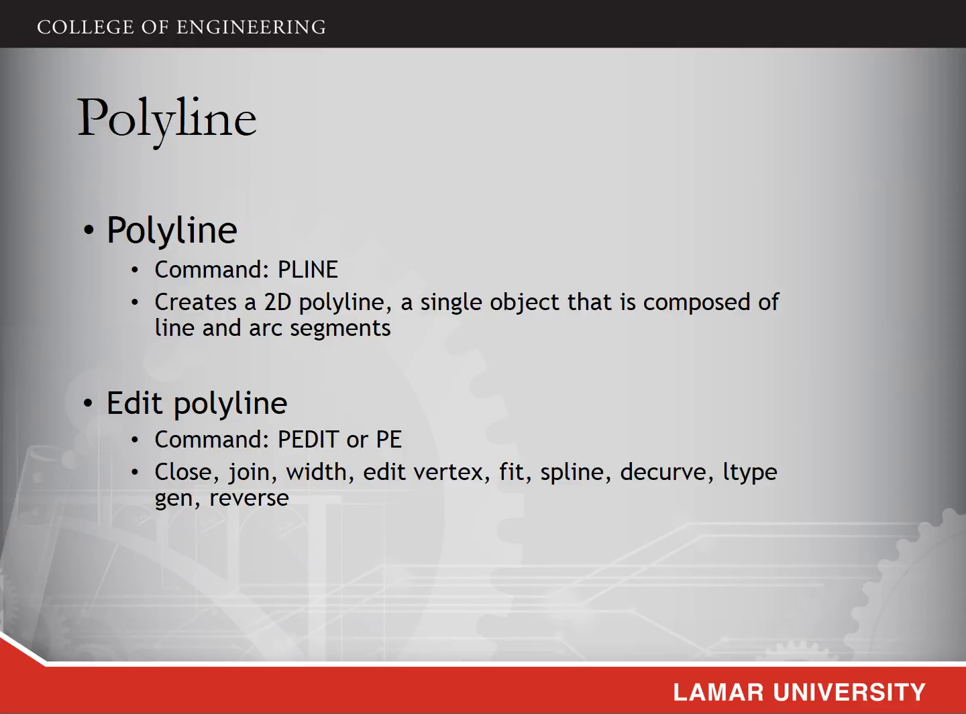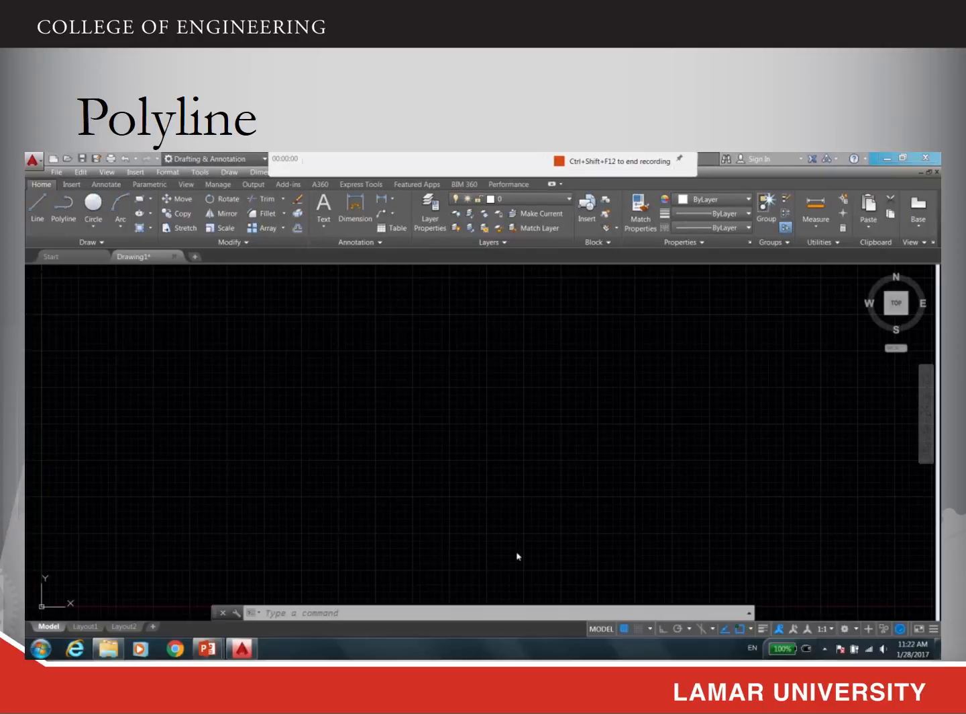In addition, we can modify the polyline. Use the command PEDIT or PE. There are several options under this command. You can choose close, join, edit vertex, fit, spline, and all the other options to modify the polyline. In the next slide, I'm going to show you how to generate the polyline and how to change the settings of the polyline. Here I'm going to show you how to generate a polyline.